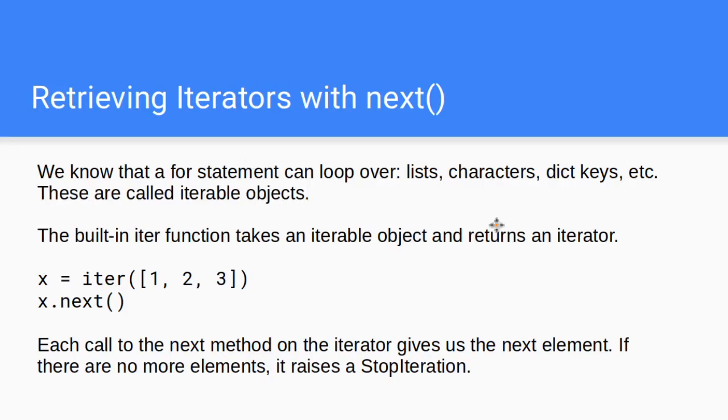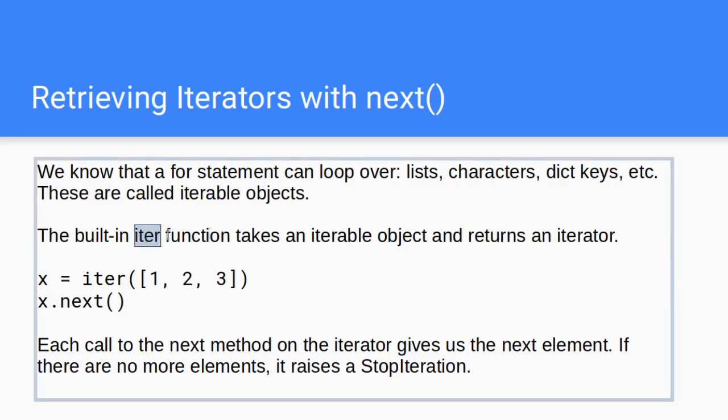So we know that for statements can loop over lists, characters, dict keys, etc. Any sequence, any iterable. These are called iterable objects. The built-in iter function takes an iterable object and returns an iterator. So you can call iter on anything, and it makes it an iterator. Even though a list is iterable, it is not an iterator, so it doesn't have a next. So you can call next on an iterator of a list.